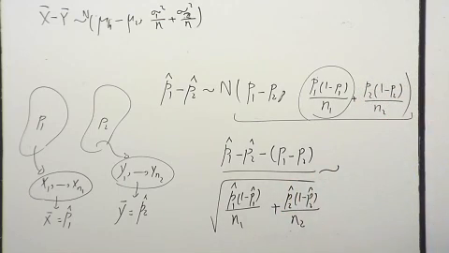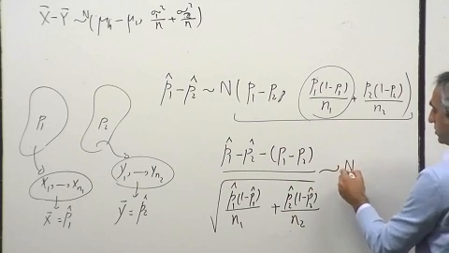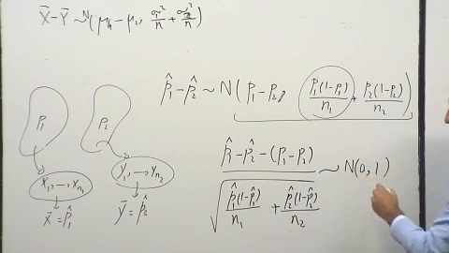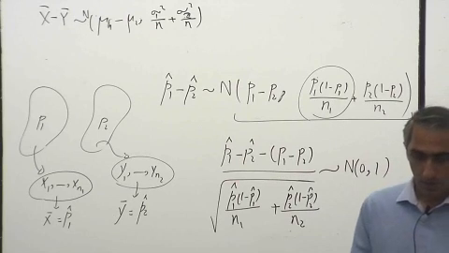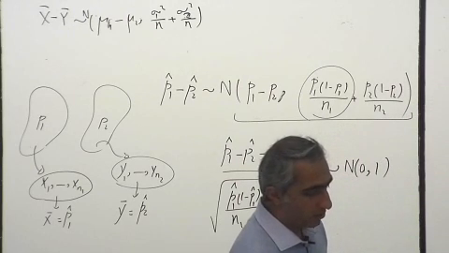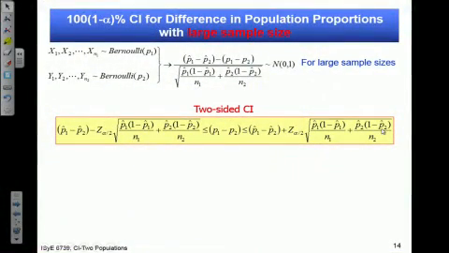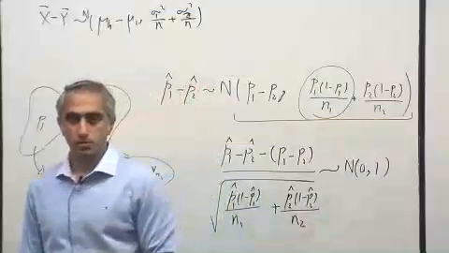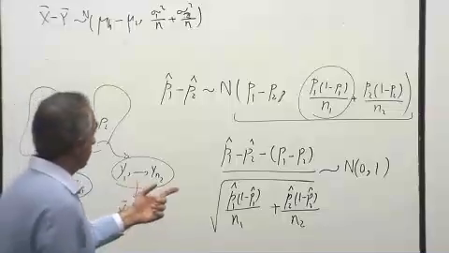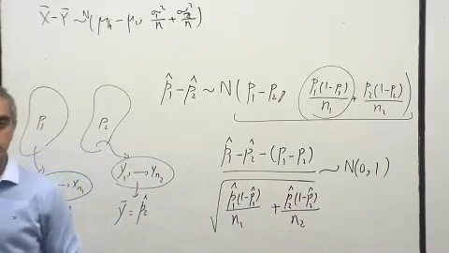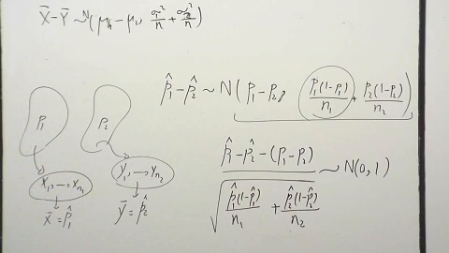When n is large, both n's are large, it follows a normal distribution with 0 and 1, which is a standard normal distribution. Then based on that, we can find this lower confidence interval and upper confidence interval. Is it clear? Again, we don't know the variance. That's why we are estimating the variance by p hat 1, 1 minus p hat 1, and p hat 2, 1 minus p hat 2. Any questions?